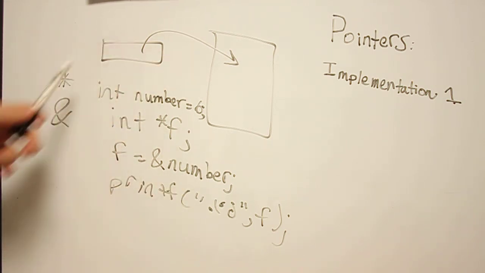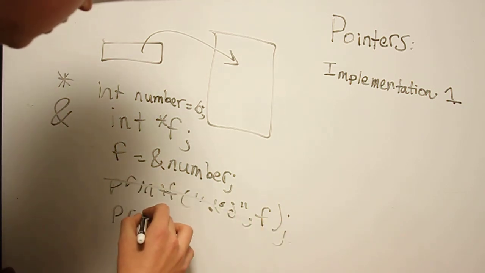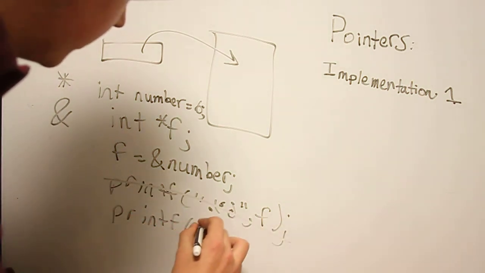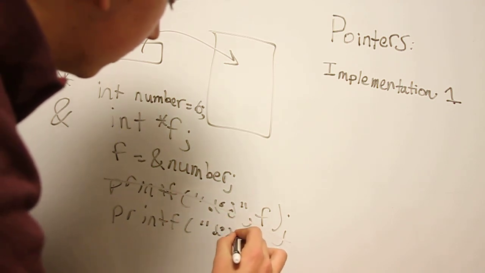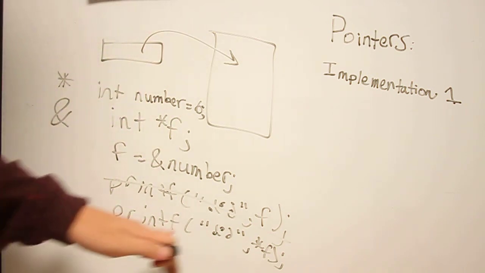We need to follow the arrow with the dereference operator. So what we actually want is not this at all, but printf("%d", *f) to follow the arrow. This will print out 6.